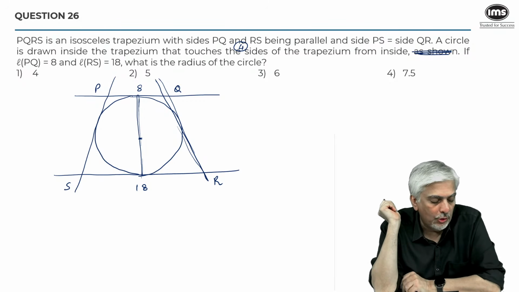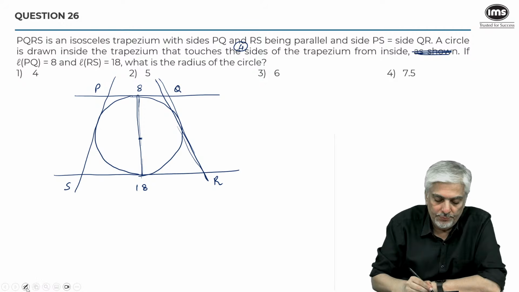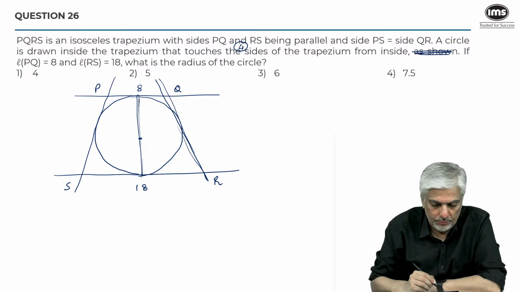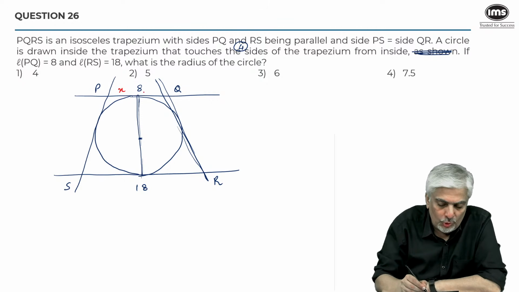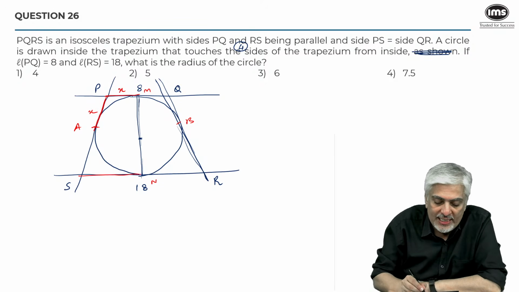Yes, I've drawn the diagram for you. That is why. The tangential quadrilateral. Good name. Now, if you take this as x, whatever this point is, say M and N, and this point as A and B, say. So we will get PM is x, so PA will also be x. Tangents drawn from a point outside the circle are equal in length. Same way, if you take SN as y, this will also be y.